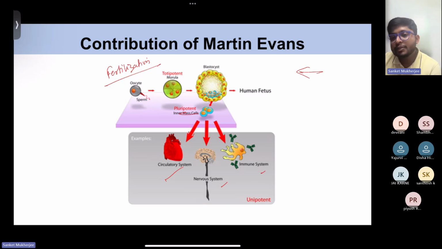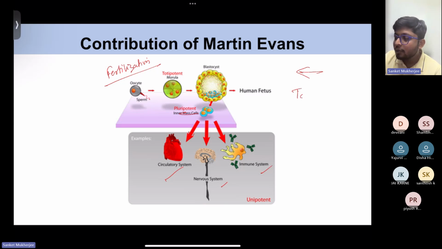So if you have a very specific gene that you want to introduce at a very early stage of life, in the hope that all the cell types will have this gene, then it is ideally preferred to be done at the blastocyst stage from the inner cell mass.